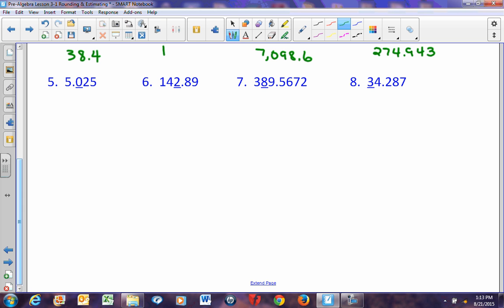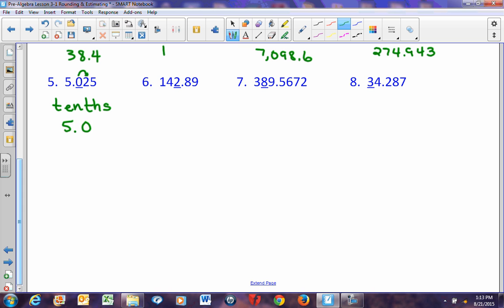Number 5, 5.025, or 5 and 25 thousandths. The 0 is in the tenths place. The number after it is not a 5 or greater, so this becomes 5.0. And yes, you have to keep the 0 to prove that you rounded to the tenths place. We must have a digit in the tenths place.